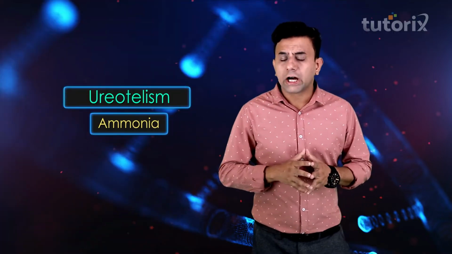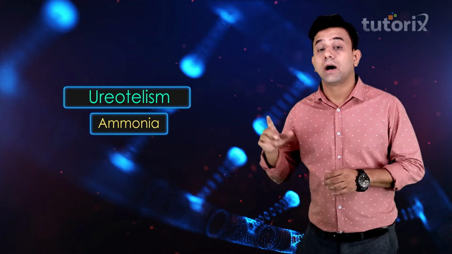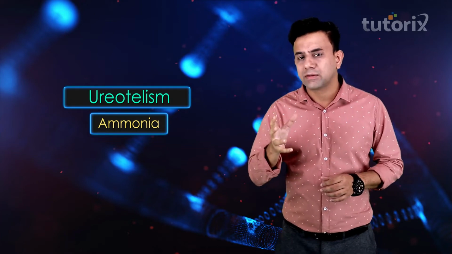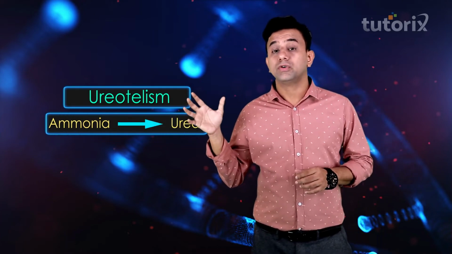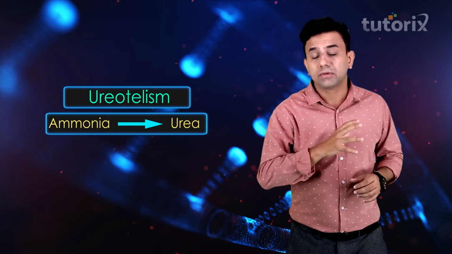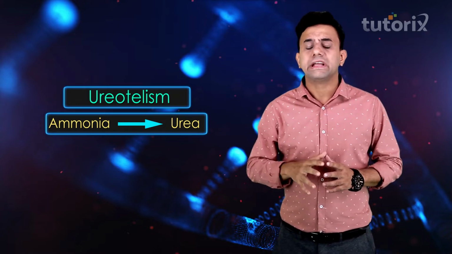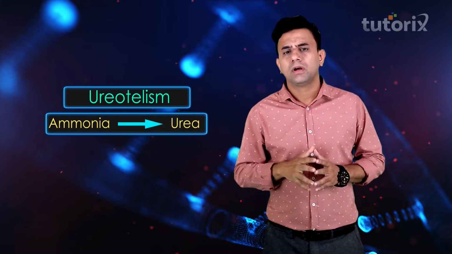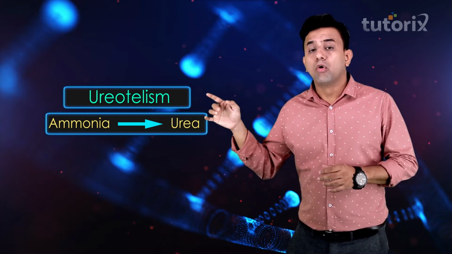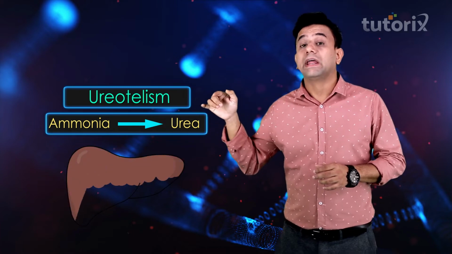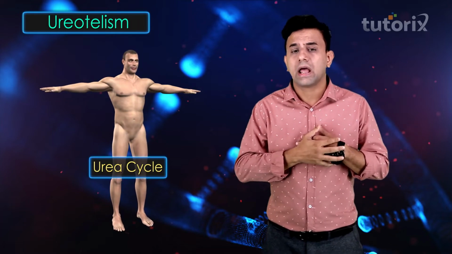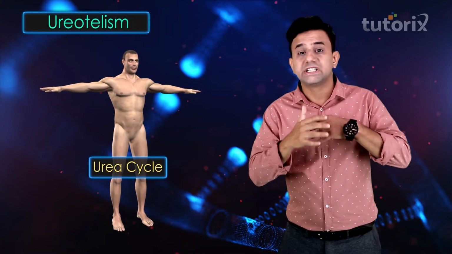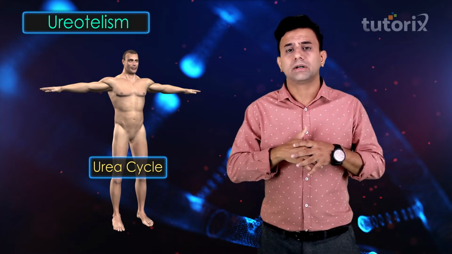Well friends, it's now clear that the basic excretory product is ammonia, and in most of the land animals, this ammonia gets converted into urea to suit the needs of the animal. So let's now see how this ammonia is converted into urea. In most of the land animals, the ammonia gets converted into urea in the liver. In us, this happens through a cycle which is known as the Urea Cycle, and we'll talk about this Urea Cycle in detail in a separate video altogether.